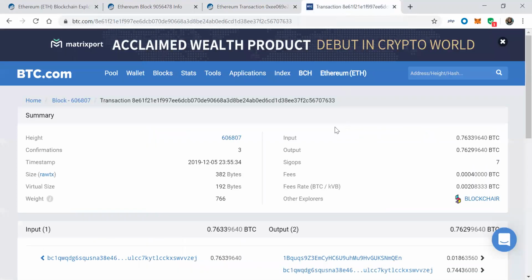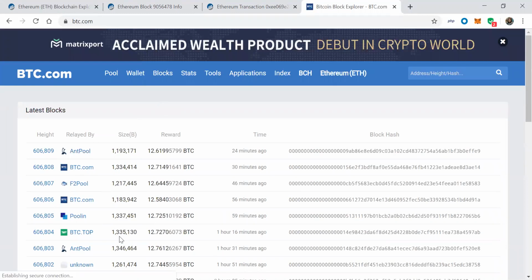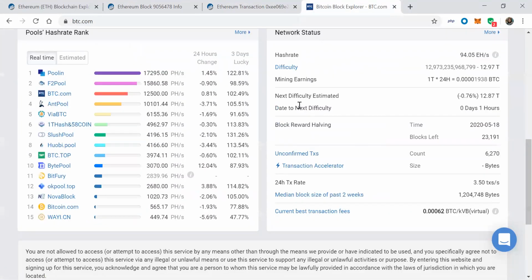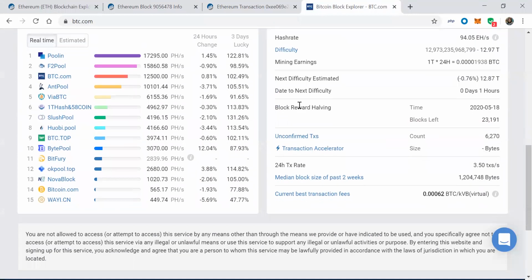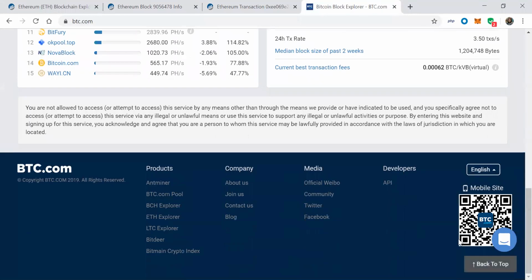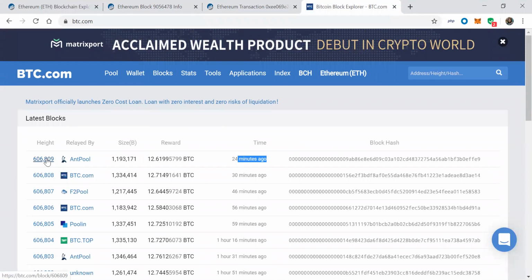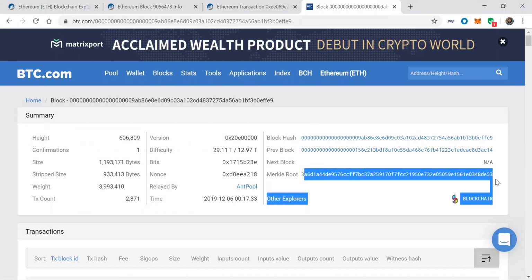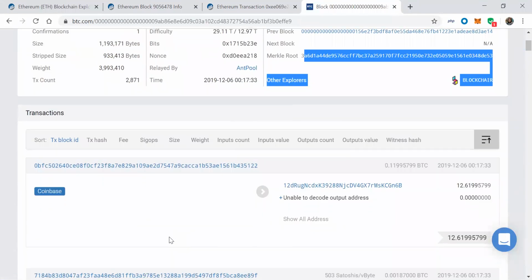Also we can look into Bitcoin transactions. We can look into the blocks. So these are the latest blocks: their size, the reward, how much time ago. This is the block hash. Pools, hash rate, rank. There are so many things over here. So let's go to this block and see what the details are. Block hash, you have the hash of the previous block also. Merkle root, we need to know what Merkle root is for understanding blockchain. So no issues with that.